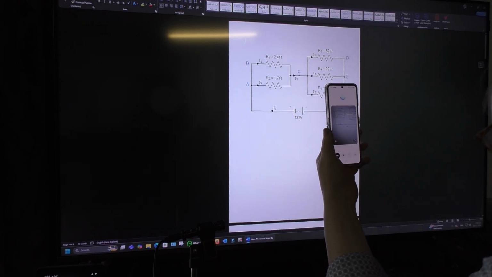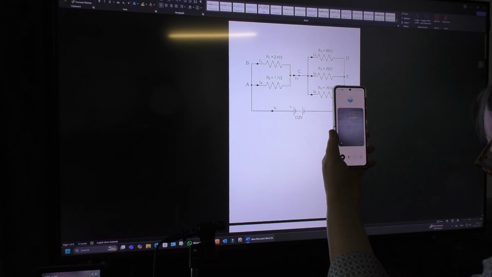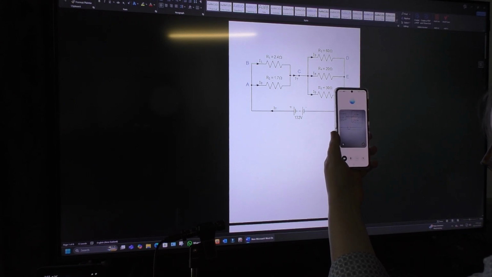Wouldn't it be easier just to use the current divider rule? You know, the current divider rule? Current division. Absolutely. Using the current divider rule, for I1, IT times R2 over R1 plus R2, and I2 times R2 to be 55%. Substituting the values, for I1, IT times 55 over 1.7, approximately 5.44 amps. This way, I1 and I2 add up to IT.